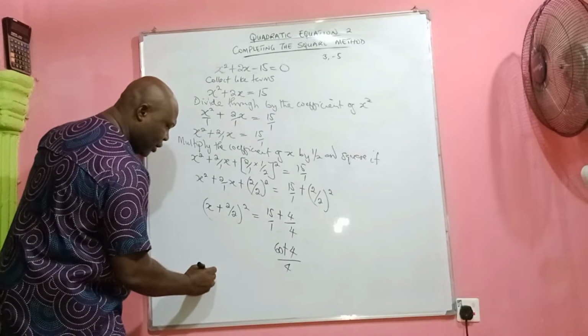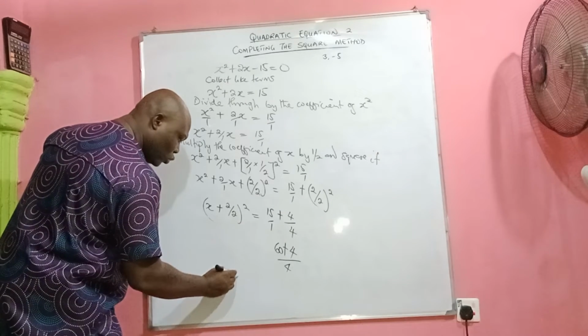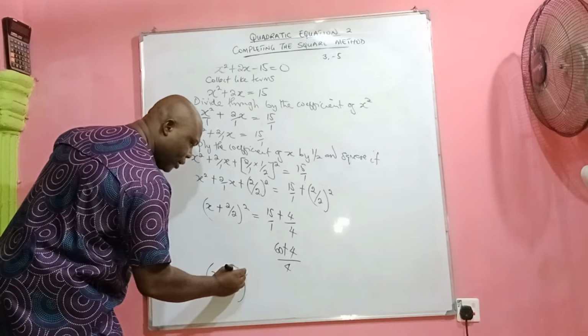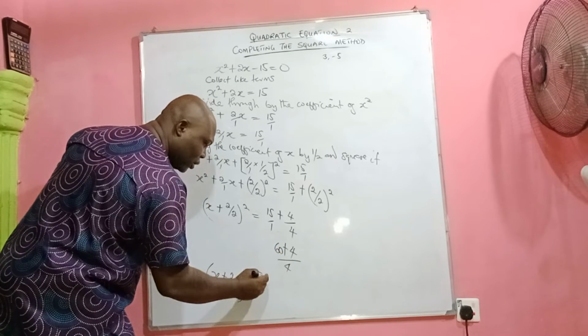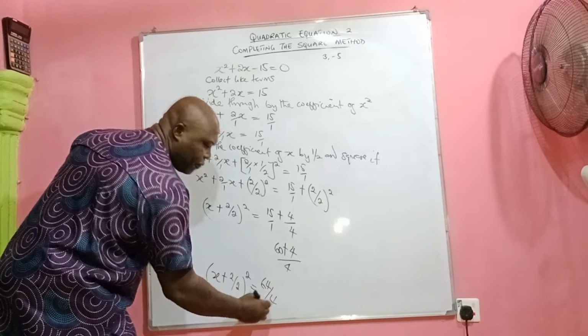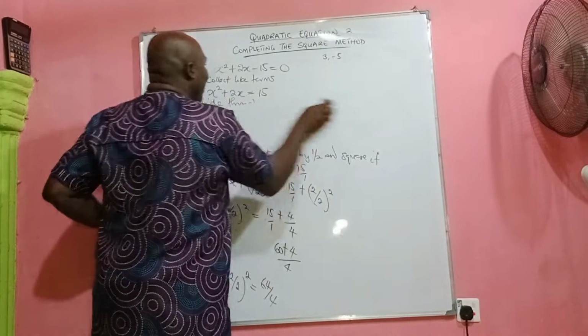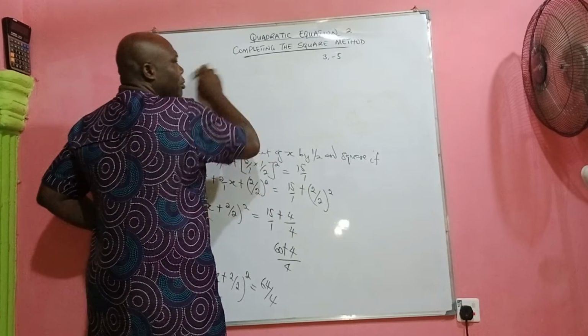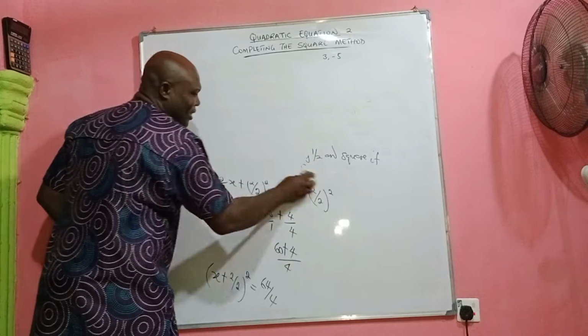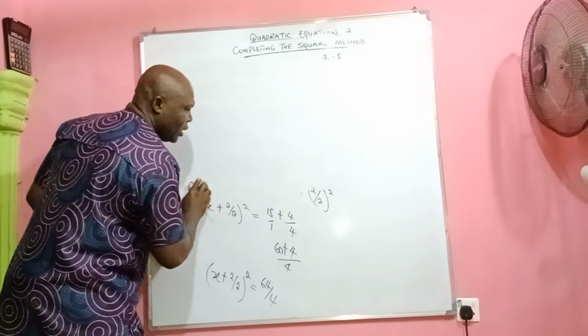So it means that we are going to have (x + 2)/2 all squared equals (60 + 4)/4, which is 64/4. So what is left now is just to find that simple, and by expanding it out, do a simple work left, and then you are done with the whole thing.